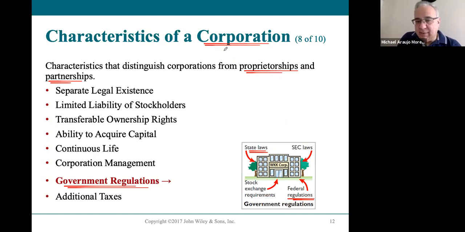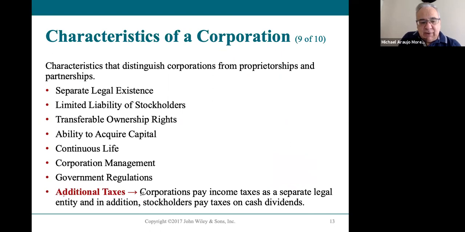To me, it's not the end of the world, really. It's one of those things. The other thing, the last thing that's mentioned here, is the issue of additional taxes, which of course is a disadvantage. Why do they say it?